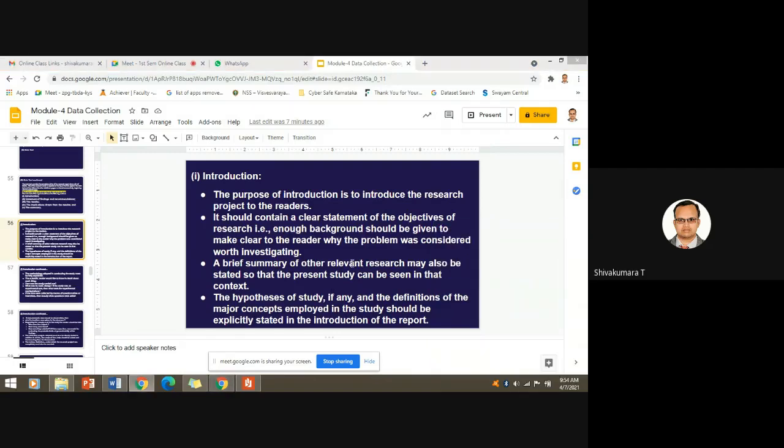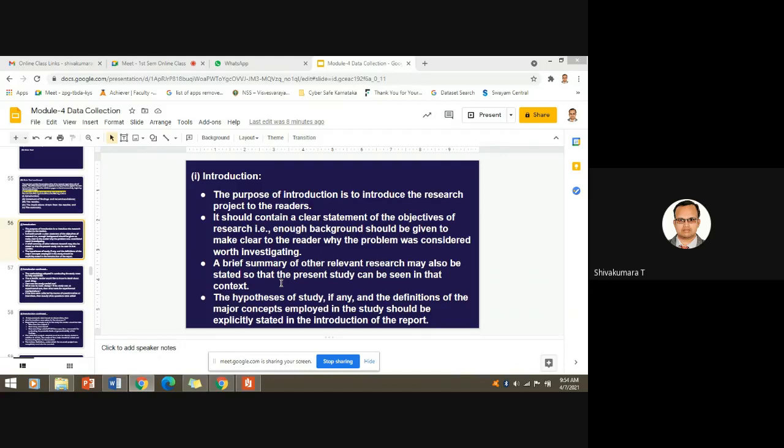A brief summary of other relevant research may also be stated, so that the present study can be seen in that context. When you are writing the literature review of previous researchers, you will come to know what gap exists, so you will be able to identify the continuation of your work. Where can I address and solve the problem?